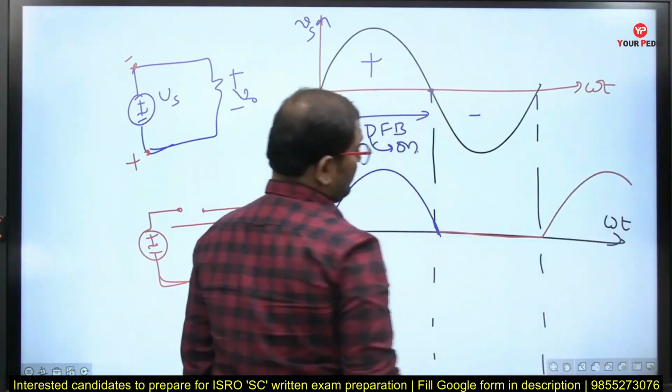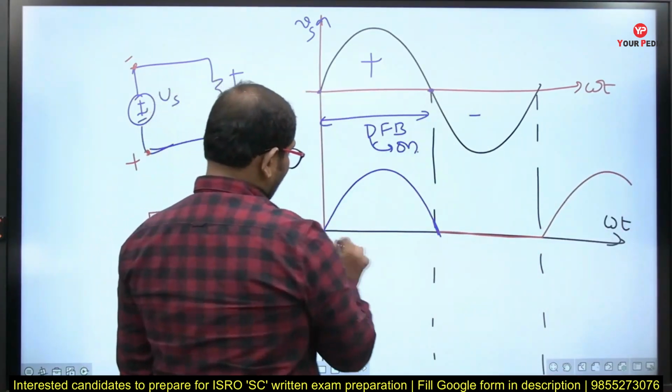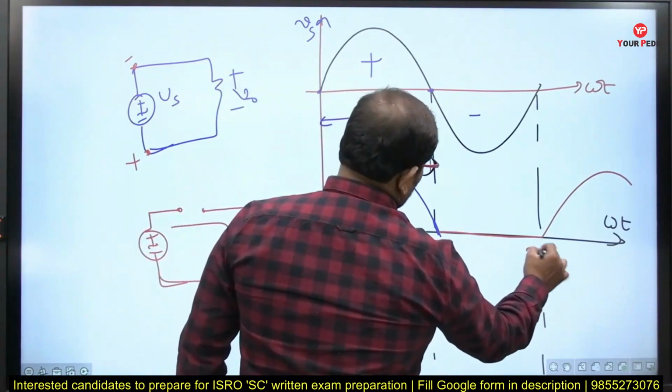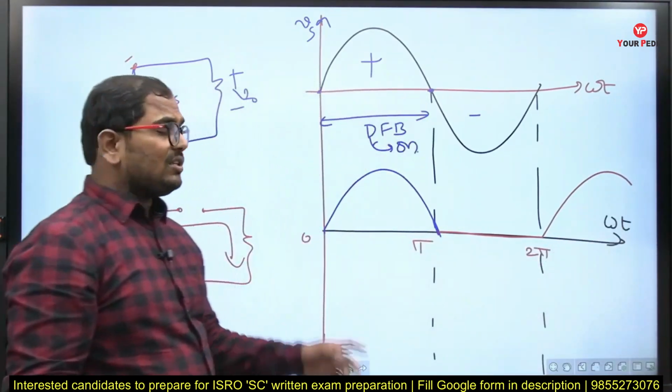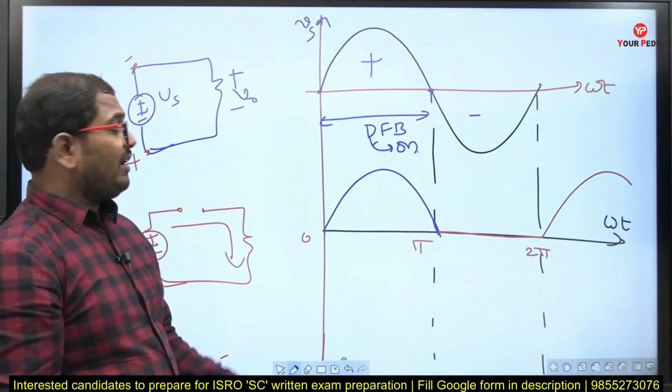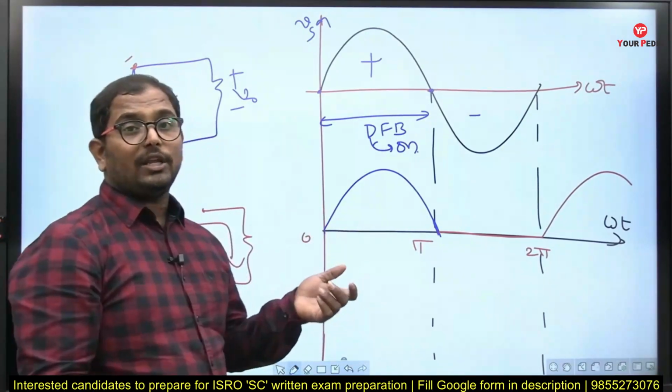Again the same thing here, just like 0 to pi, 2 pi and 3 pi, like that. So this is the output voltage. So whenever the diode is turned on, what happens to the voltage across the diode?